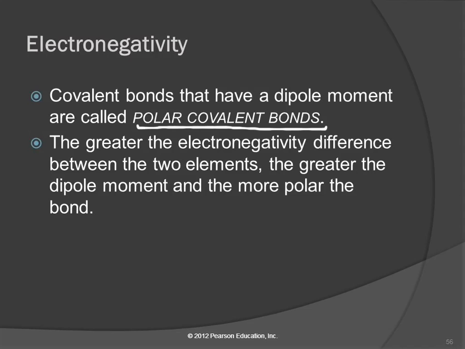Now, if the electronegativity difference between those two elements is really, really big, then the dipole is greater. If it's really small, then the dipole is small. That partial charge is going to be smaller. If the difference between those two houses were a difference in the brand of peanut butter on the sandwich, it really wouldn't make that much difference, right? And so the smaller the difference in electronegativity, the smaller the dipole moment, and the less polar the bond. The greater the difference, the more polar the bond.